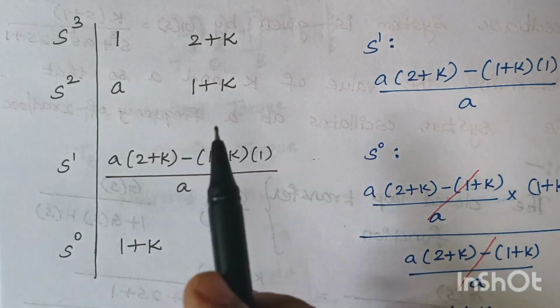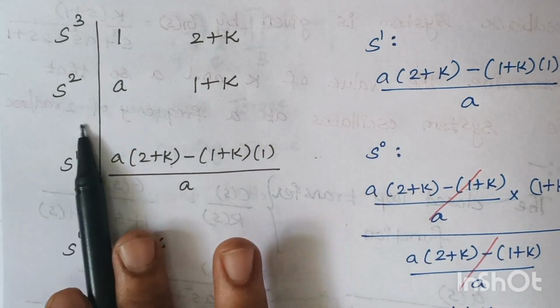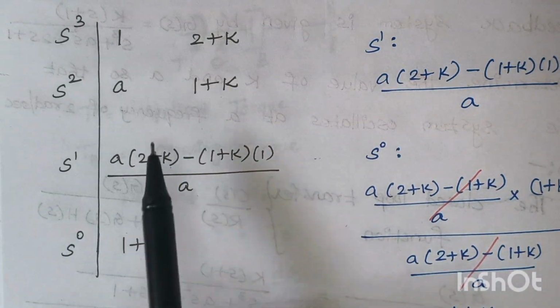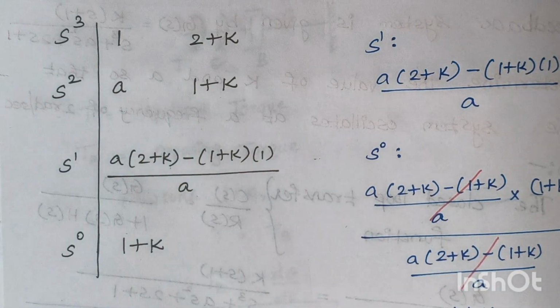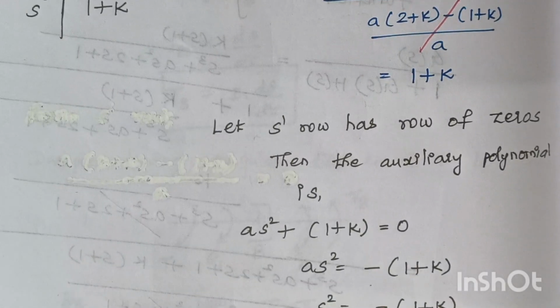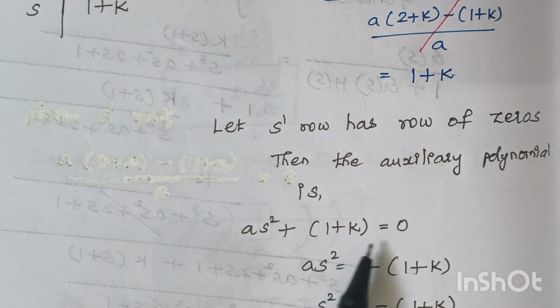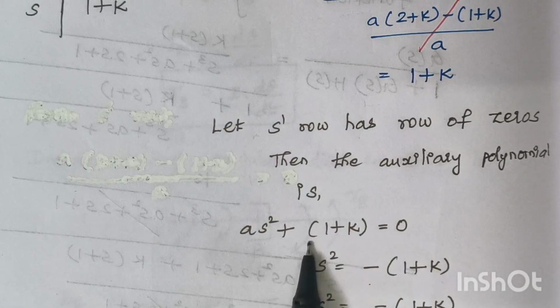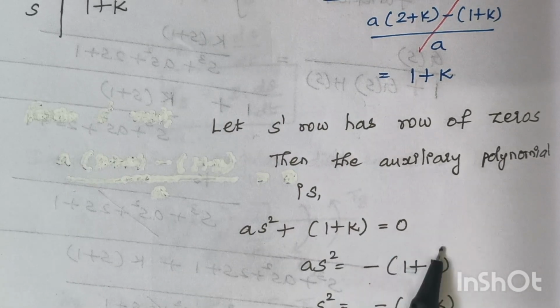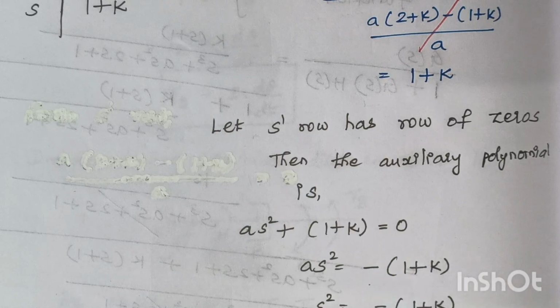I had already told you why we are taking s1 and what this s square row is. So the auxiliary equation will be a s square plus 1 plus k, right? So this forms our auxiliary equation: a s square plus 1 plus k equal to 0. Now we are solving that. So a s square equal to, when you move this 1 plus k to the right hand side, that becomes minus of 1 plus k.